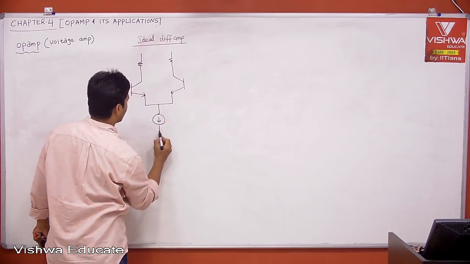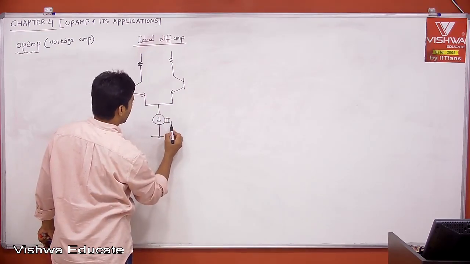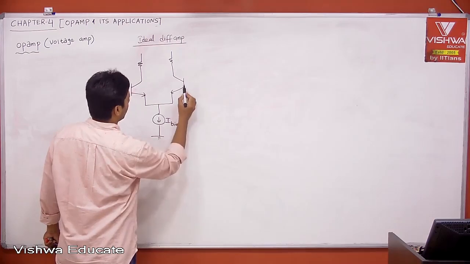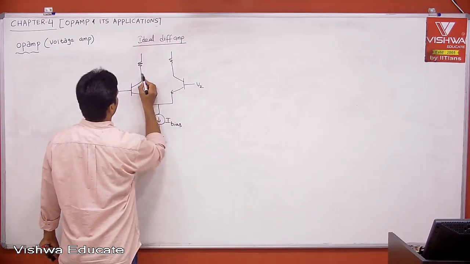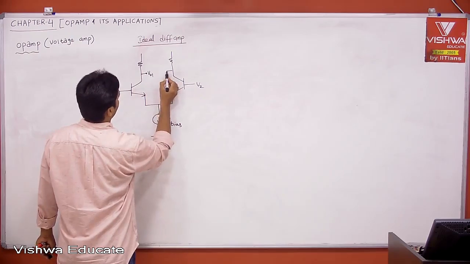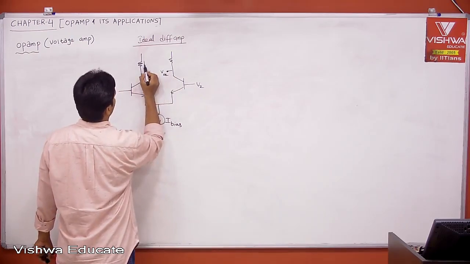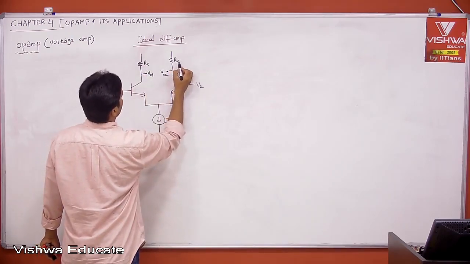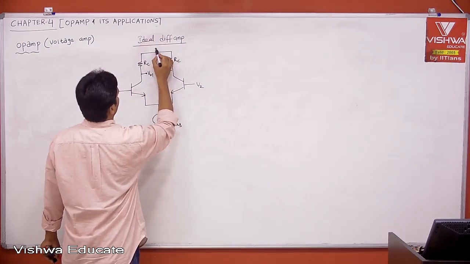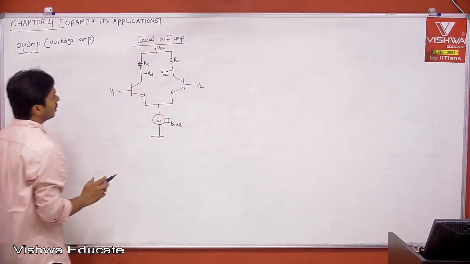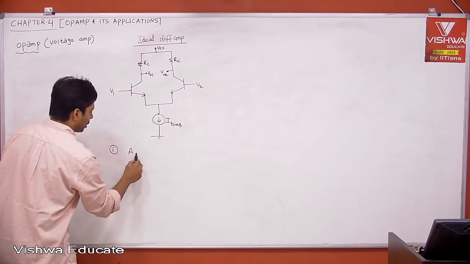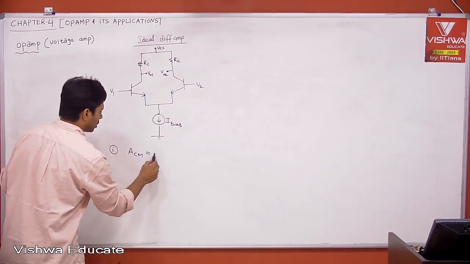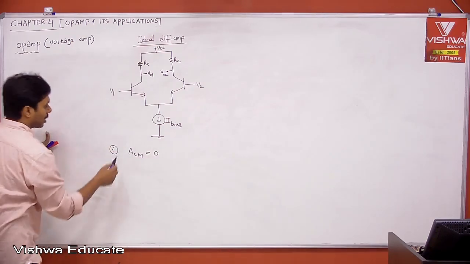It has an ideal tail current source, with I bias, right? Now this is V1, V2, V01, V02, RC, RC, right? Now for this, if you ask me, the common mode gain is 0 because of the tail current source.